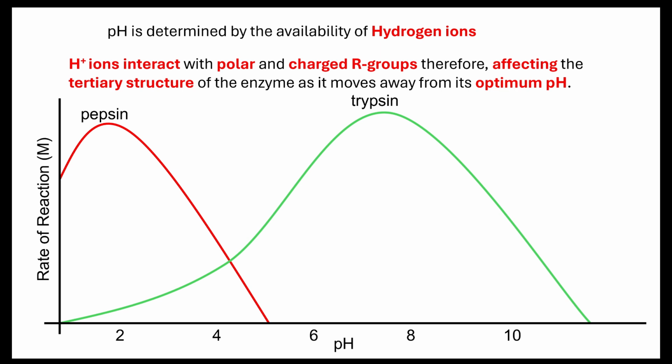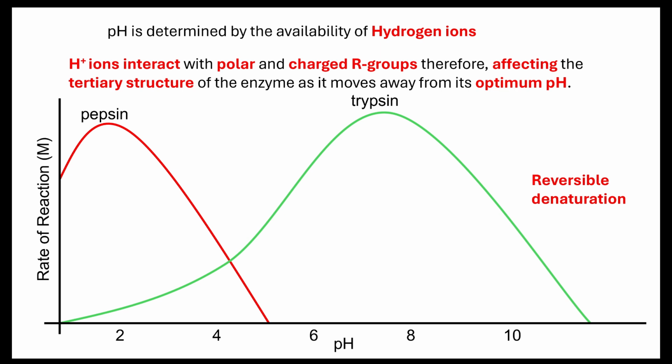So if we move away from the optimum, whether we move too low or too high, we are going to affect that tertiary structure. We're going to affect the way in which the enzyme and the substrate can form those bonds. So therefore, the activity is going to decrease. The rate of reaction is going to decrease. Well, the good thing is that with pH, it is a reversible denaturation. As long as it doesn't go too far away from the optimum, it can make its way back to that optimum by having some way of buffering the pH.